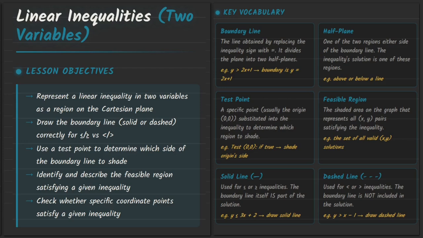By the end of this lesson, you should be able to represent a linear inequality in two variables as a region on the Cartesian plane. You should be able to draw the boundary lines, either the solid or the dashed one, correctly, for greater than or equal to, less than or equal to, less than, or greater than. You should be able to use test points to determine which side of the boundary line to shade. You should be able to identify and describe the feasible region satisfying a given inequality. And finally, you'll be able to check whether specific coordinate points satisfy a given inequality.